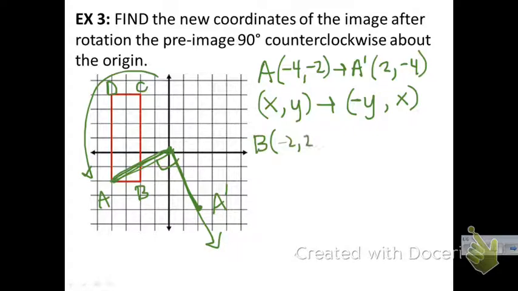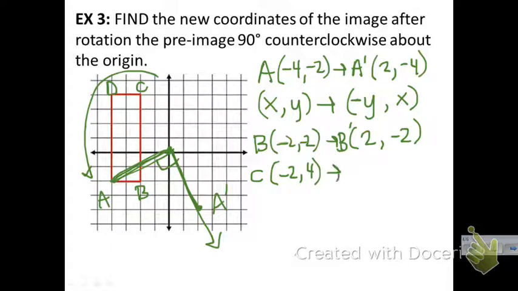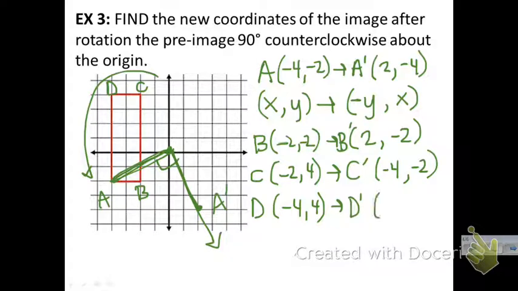B is back 2, up 2, or back 2, down 2, and it will then switch places and change the sign on the y. So positive 2, the x stays the same, and that's our B prime. For our C, C is back 2, up 4, and it will become C prime at, we switch the 4 and the negative 2, and we change the sign on the 4. And then on D, it's back 4, up 4. So it will become D prime. We switch those places and change the sign on the y value. So the y value is 4, it becomes negative 4, and the x stays the same.